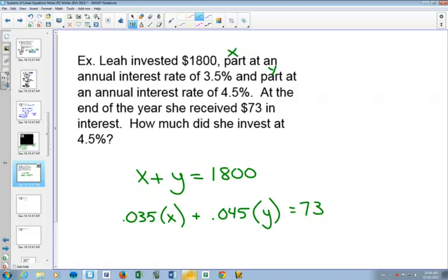Now, the question I have is, why didn't she invest all of her money at the higher interest rate? Maybe there was a special on at the bank that you could only invest a certain amount at the 4.5. They have a special on right now. Invest up to $500 at 4.5% interest. Sometimes banks have those kind of things. But otherwise, I would tell her, if there's a higher interest rate, invest all of your money at the higher one rather than the lower one.